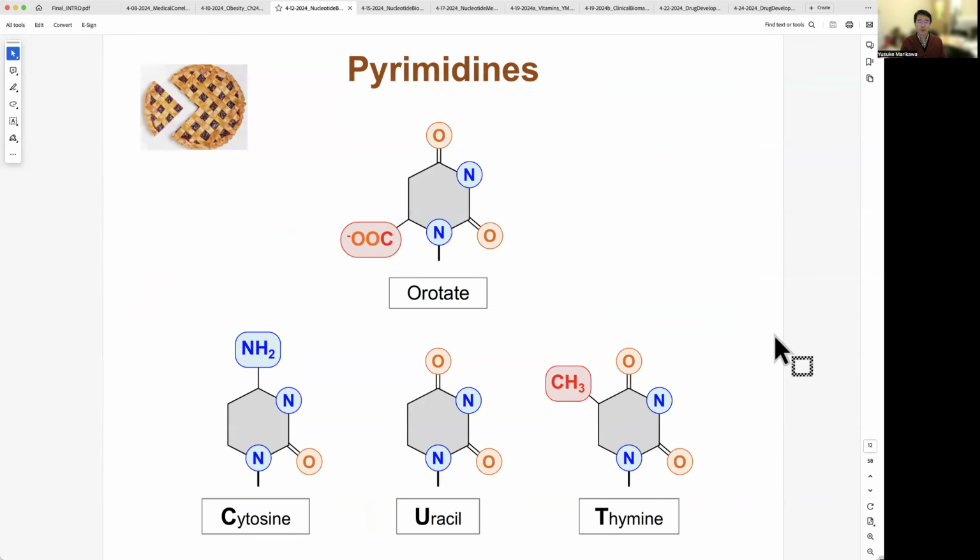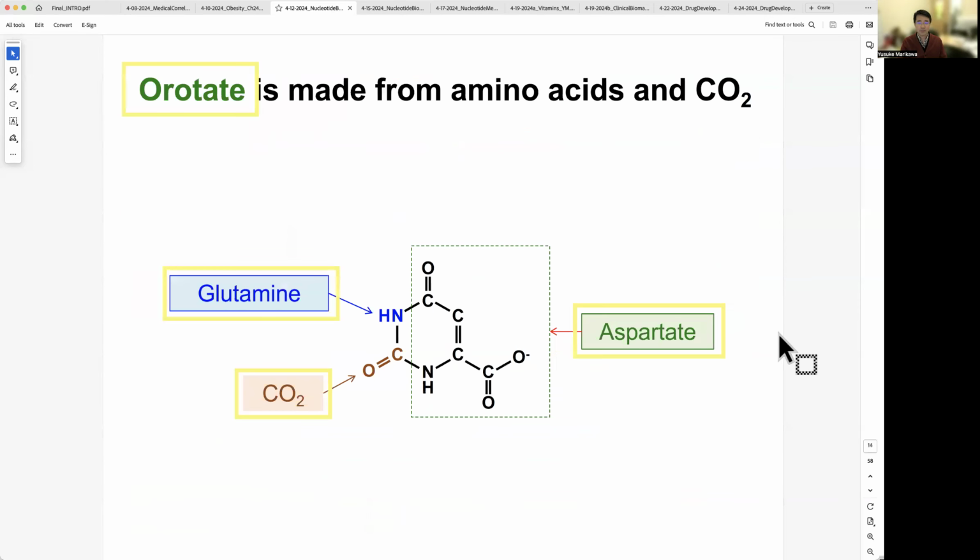Now, making of pyrimidines. There's a summary diagram here. Those are kind of important, but I'll specifically point out which aspect is super important. The first step is making orotate, for pyrimidine synthesis, the one-ring structure. Orotate is the first portion that we're going to synthesize, and it's made of three things: glutamine, aspartate, and CO2.